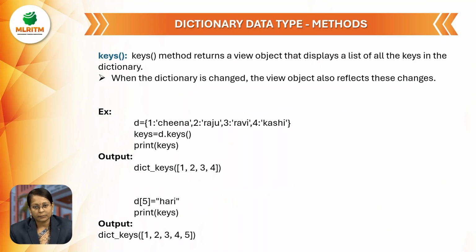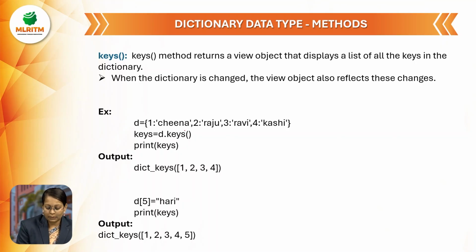Then the other method is keys. The keys method returns a view object that displays a list of all the keys in the dictionary. So it displays only the keys, not the values. If you want to print all the keys, then we can use the keys method: dictionary name.keys, and then we get all the dictionary keys.